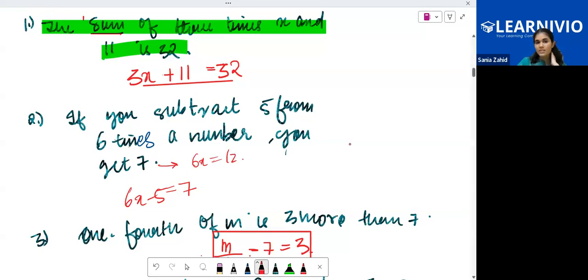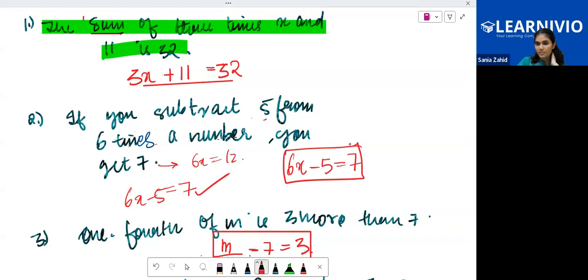The statement says if you subtract 5 from 6 times a number, so write this only. Subtract 5 from 6 times a number. So what is 6 times a number? 6 times a number can be 6x. You have to subtract 5 from it. What will you get? You get 7. So Hermine's answer is correct.